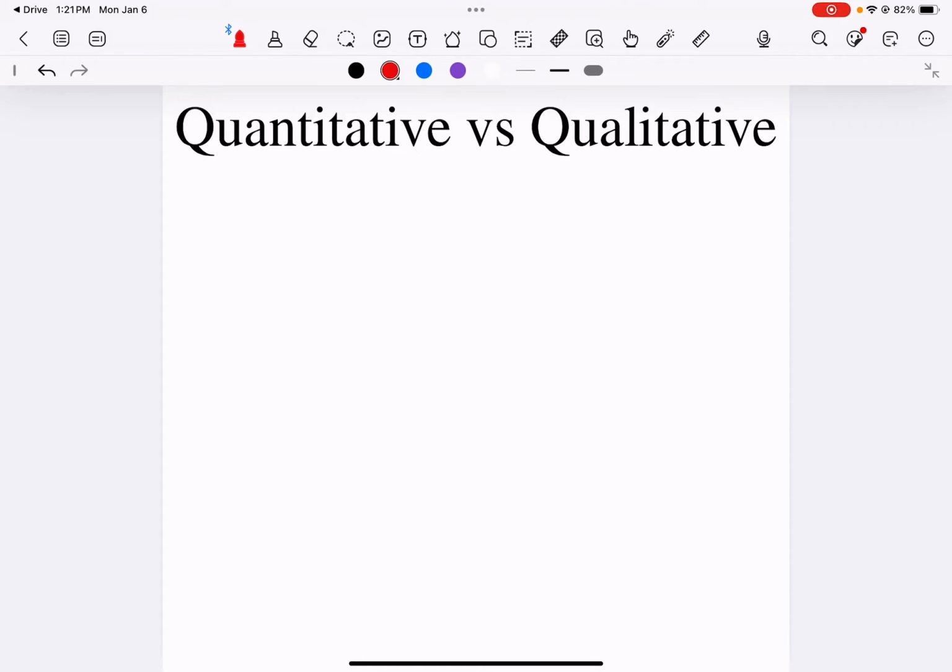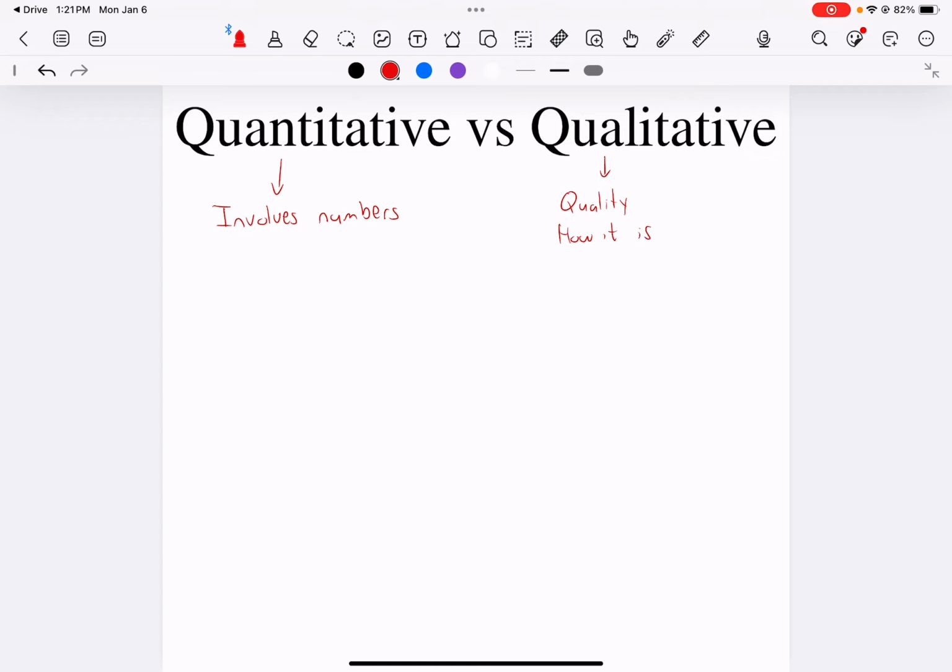This lesson is on the difference between quantitative and qualitative graphs. Quantitative is when we're looking at numbers, looking at data, and we describe it involving numbers. Qualitative is when we describe the quality of something or how it is.